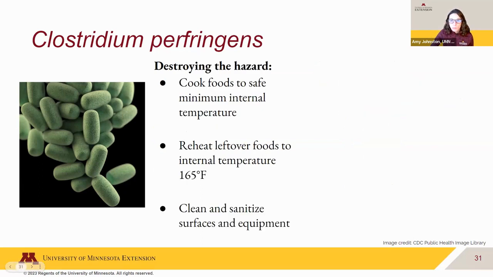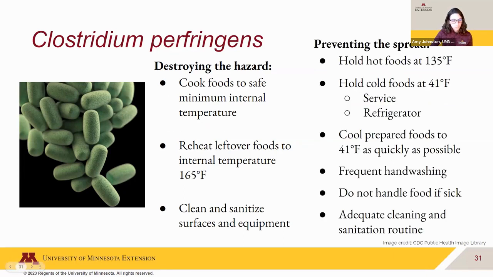So cooking foods to the proper minimum internal temperature is important in destroying or killing the bacteria so it cannot produce spores. Rick is going to share with you a temperature chart, so feel free to download that and save for future use. And keeping foods out of the temperature danger zone is key to preventing the spores from producing the toxin that causes illness. So simple way, keep hot foods hot, cold foods cold.